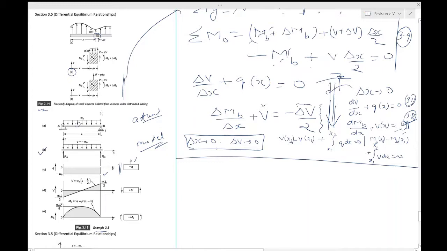Okay, now let's write 3.11. 3.11 is over here for this particular case. So that would be dV by dx equals minus W naught, because Q of x is minus W naught and it's a constant. So that's what we are writing. Okay, and now you can perform an indefinite integration. That would mean you have V is equal to minus W naught x plus C1.